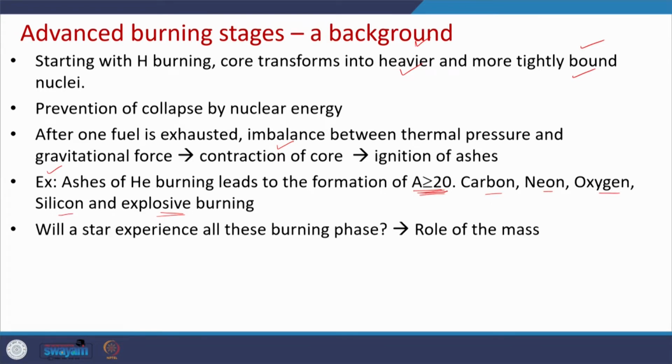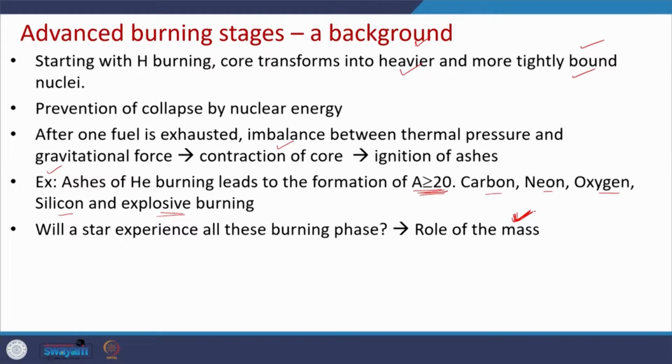All right. Now, there is an interesting question. When I say burning of carbon, burning of neon, burning of oxygen and burning of silicon, are they happening in every star? All those burning phases are happening, maybe, maybe not. Who will tell us whether any particular burning phase is happening within the star or not? It is the mass of the star.